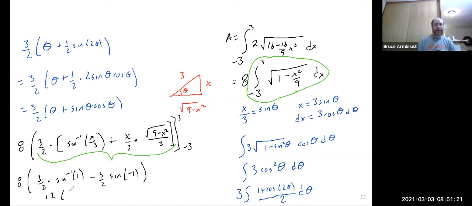Well, if you think about what angle gives us a sine of 1, that's pi over 2. And then what angle gives us a sine of -1, that's negative pi over 2. So pi over 2 minus a negative pi over 2 is pi over 2 plus pi over 2, which is pi. And there we go. There's the area of that ellipse.